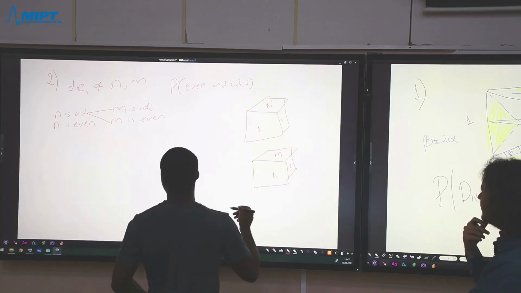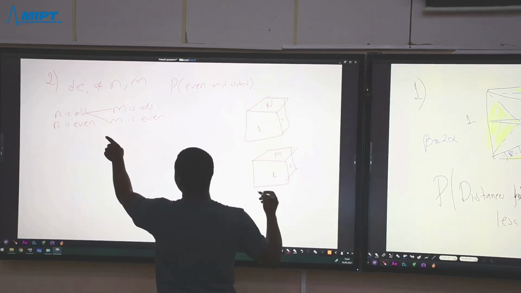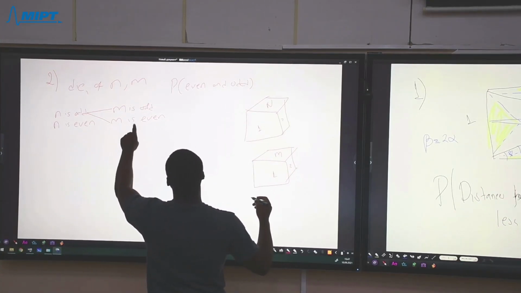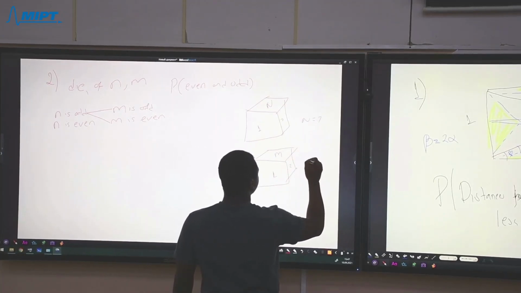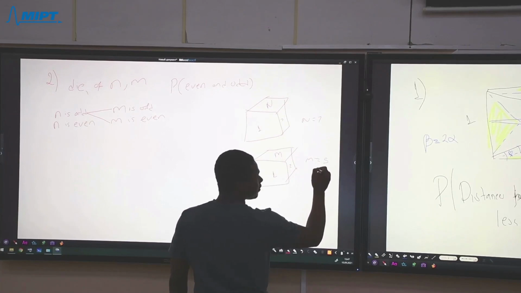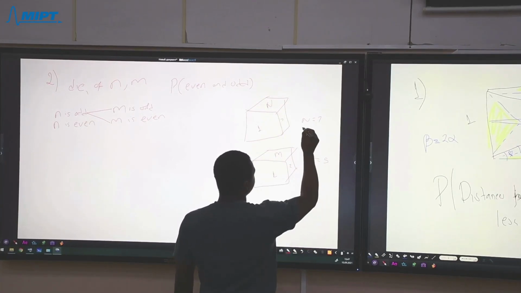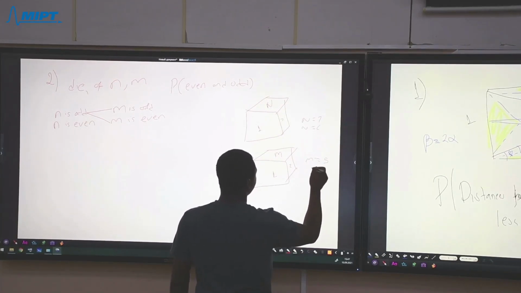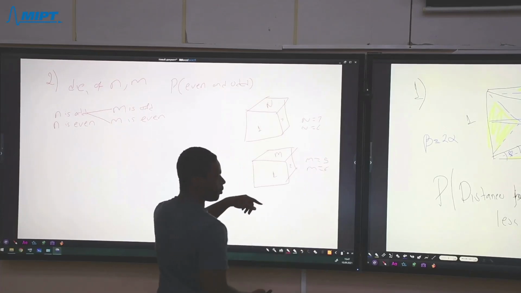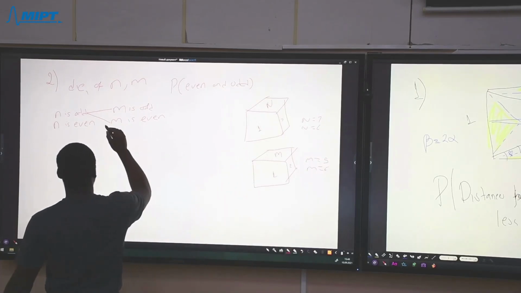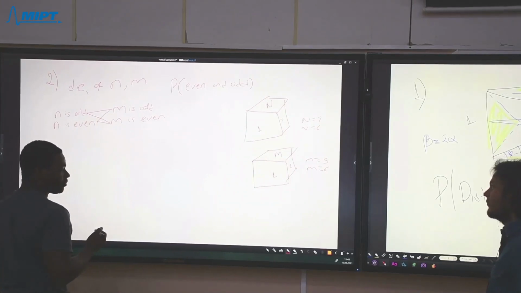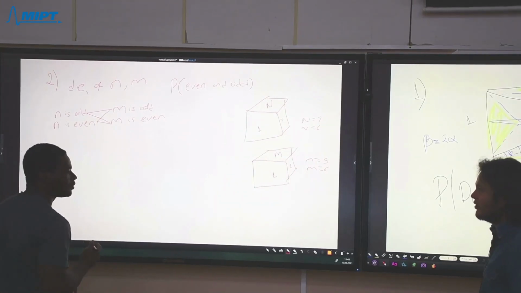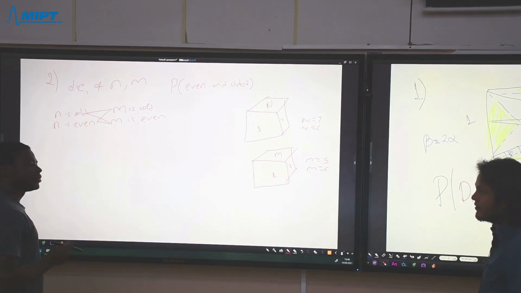So for example, in the first case where n is odd and m is odd, let's say the number of sides is 7 and the number of sides for this die is 5. Second case, maybe n is 6 and m is 5, that's what I mean by the number of sides. In that case, there are 4 possibilities.